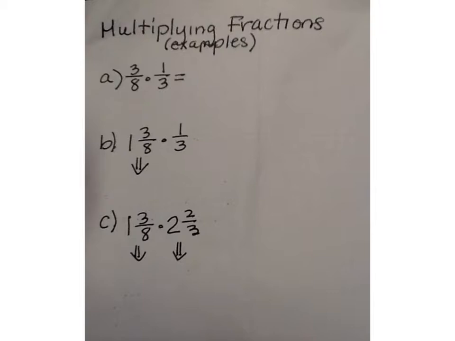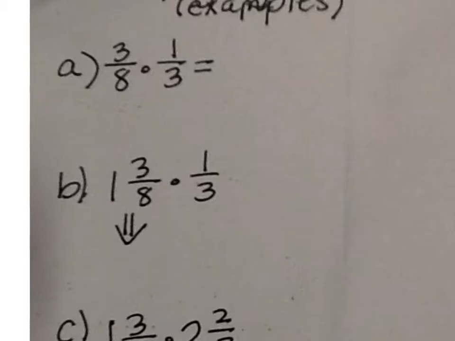I'm going to blow this up a little bit, and I'm going to simplify ahead of time. 3 divided by 3 is 1, so 1 times 1 is 1. 8 times 1 is 8. The other option would be to do 3/8 times 1/3, which is 3 over 24, and when you simplify that you get 1/8.